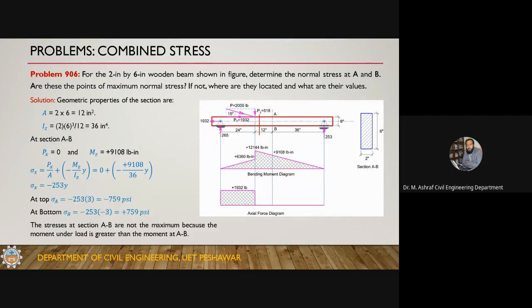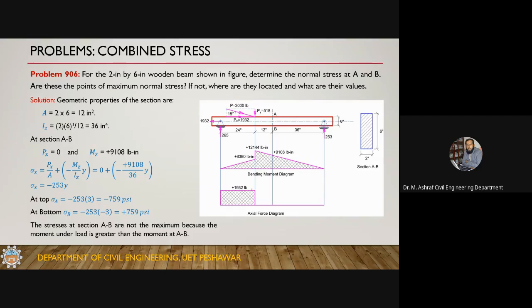So from here up to here, if you just take a cross section here and take the left hand side, there must be a force here, the axial force, 1932. So from here up to here, the section is subjected to an axial tension, and from this point beyond, there is no axial force or axial tension in this member. Okay, so this is the axial force diagram. So I've drawn the bending moment diagram, and I've drawn the axial force diagram.